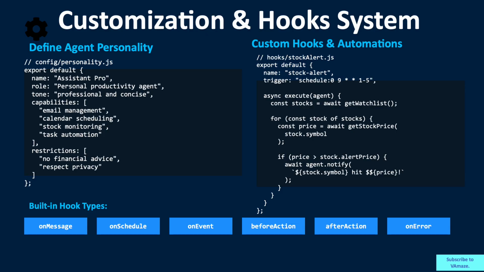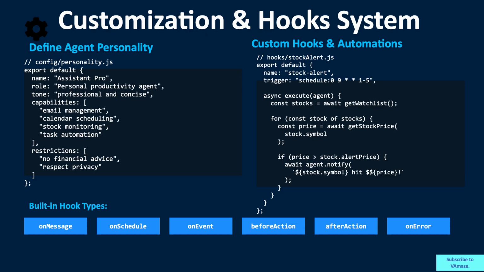You have complete control. Then you list capabilities. These are the things your agent is allowed to do. Email management, calendar scheduling, stock monitoring, task automation. By explicitly defining these, you ensure your agent stays focused on its purpose. And importantly, you can set restrictions, maybe no financial advice or respect privacy or don't delete anything without confirmation. These guardrails help keep your agent safe and predictable.